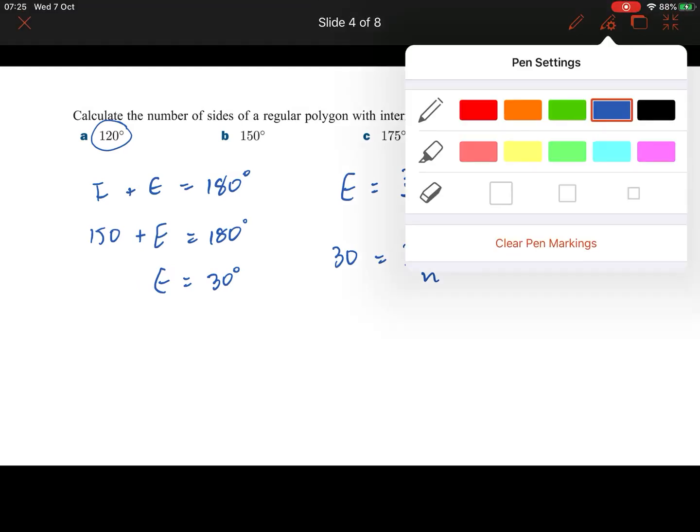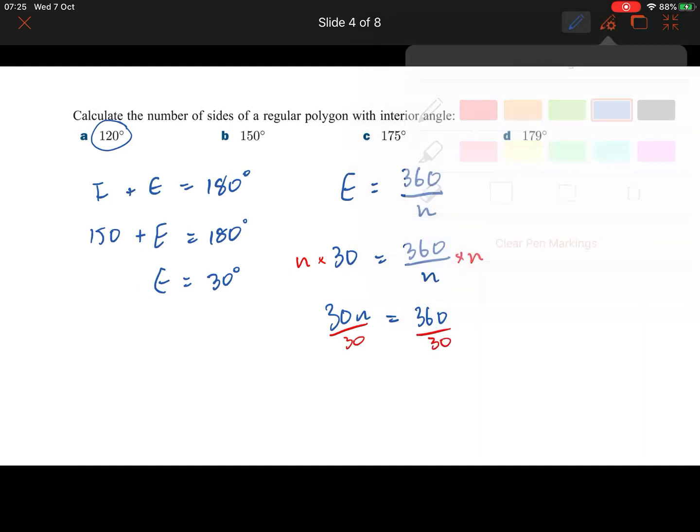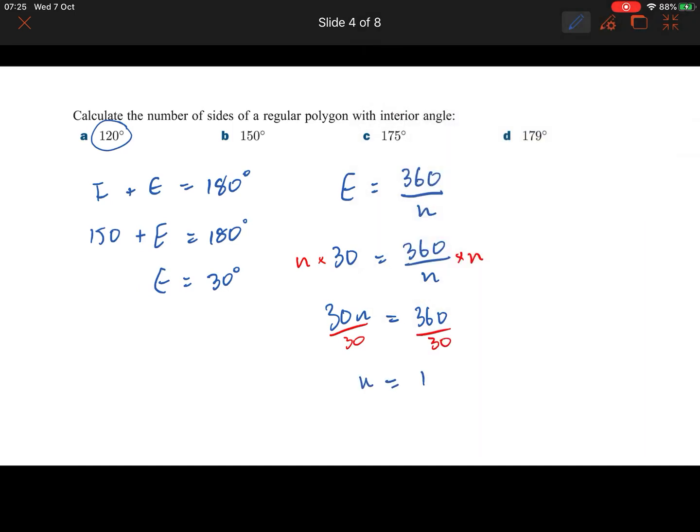And we don't know n, so what we're going to do is multiply both sides of the equation by n. We get 30n equals 360. Now divide both sides of my equation by 30. So n equals 12. Okay, so this must be a 12-sided shape.